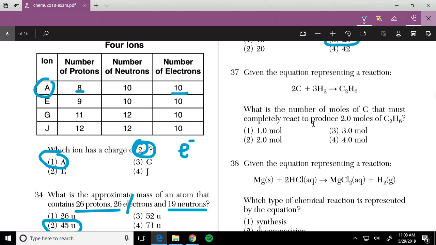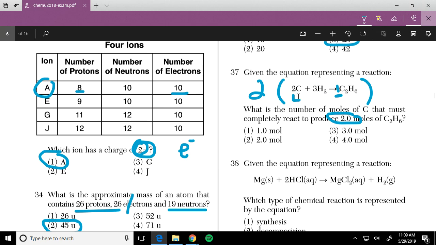All right, given the equation representing this reaction, what is the total number of moles of carbon that must completely react to produce 2 moles of C2H6? So I noticed that this is a 1 here. And if I want to produce 2 moles of it, what do I have to do to the equation? Double the whole thing.